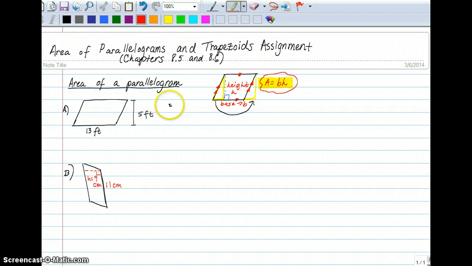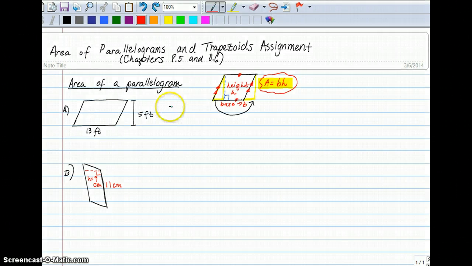And so we're going to write the formula, which is area equals base times height. It's right there. Then you're going to go area equals, your base is 13. Now your height is 5. It's always going to be at a 90-degree angle. It's how tall this parallelogram is, so times 5. Please don't pull out your calculator. You can do this mentally.